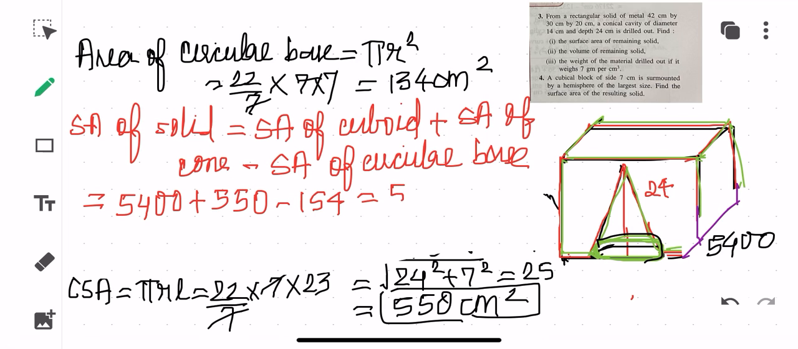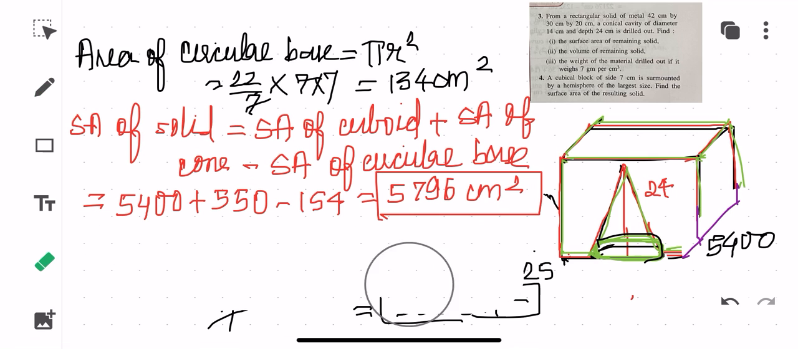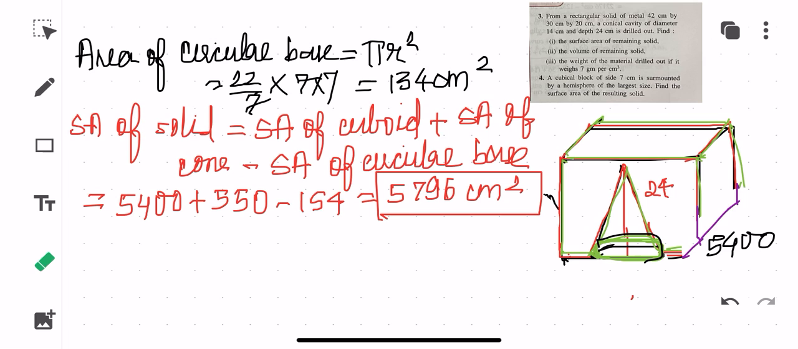This should be equal to 5796 centimeter square. So this is the answer of your first sub question, that the area of the remaining solid is equal to 5796 centimeter square. So this is just the first question. Okay, so now we'll be moving to the second sub question, which says the volume of remaining solid.